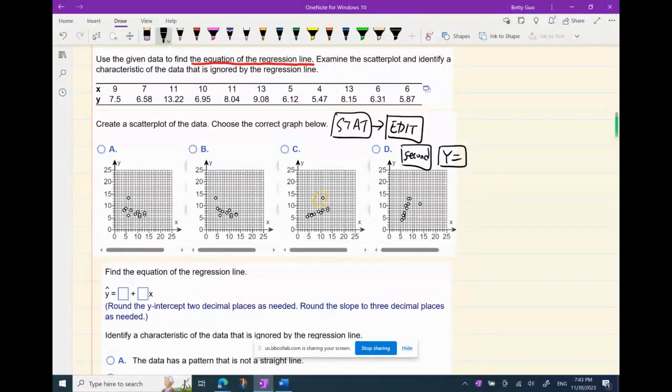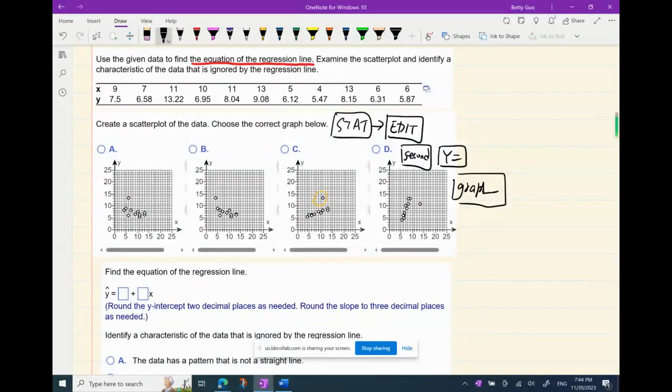In the first row, you would see 6 types. You choose the first one. X list is L1, Y list is L2, and you choose your preferred mark. I use the biggest one. And then what do we do? We are going to enter graph. Where's graph? Graph is the key at the upper right corner.